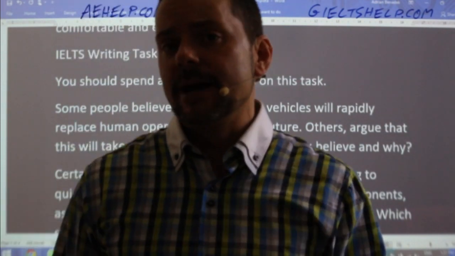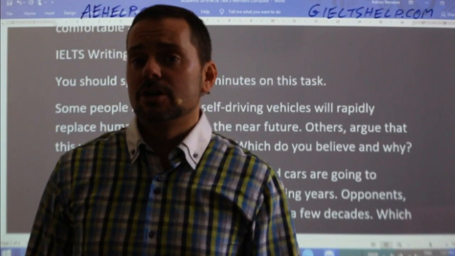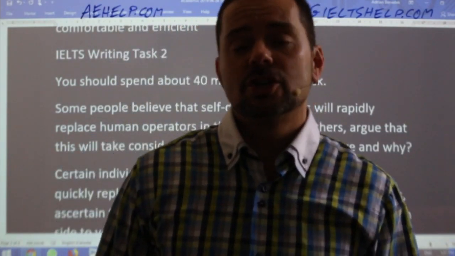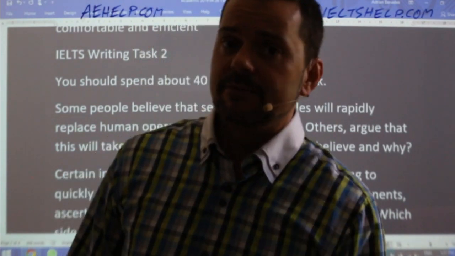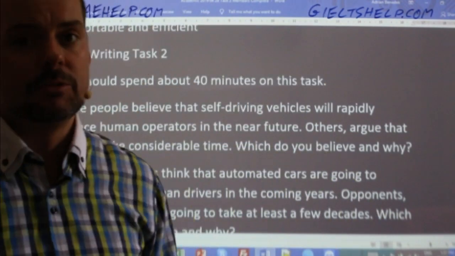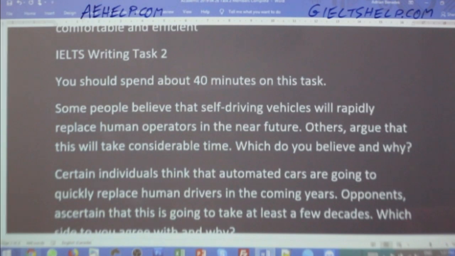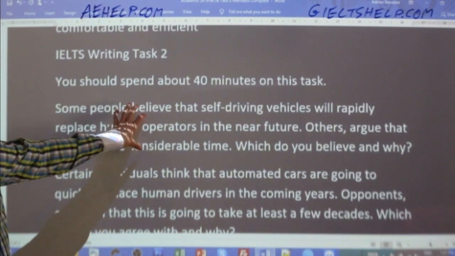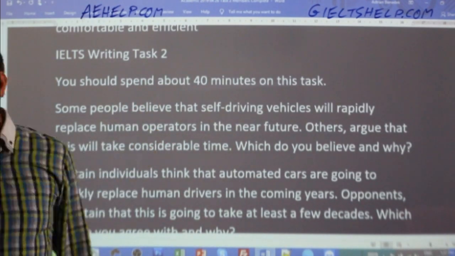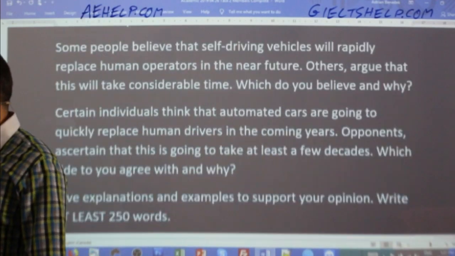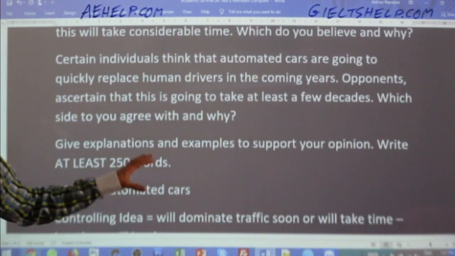If you write about whether or not you think self-driving cars are a good change or a bad change, you will get a low band score because that's not the question, even if you have a good essay or a clear essay with English and grammar. So you have to really nail the controlling idea. That's very important. To do that, we did some paraphrasing.